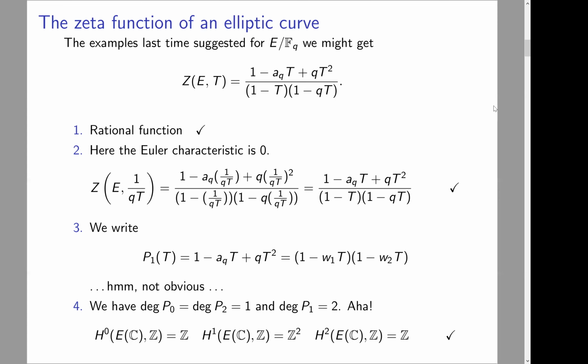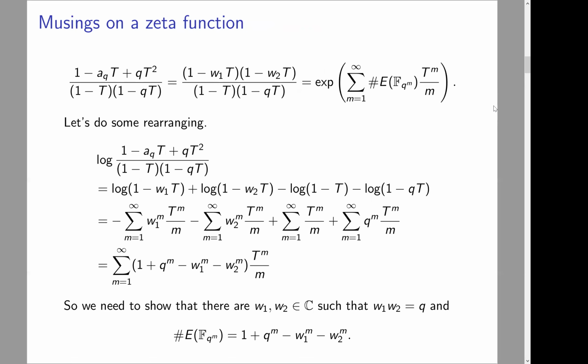All right, cool. So let's try and get to this. Why should the zeta function of an elliptic curve equal a rational function? Well, let's just write these two things as equal and just do some rearranging and see exactly what we're asking for. So this is the equation that I want to be true. The zeta function of the elliptic curve, which by definition is the exponential of this power series on the right, should look like this rational function on the left, where in the middle, I've factored the numerator quadratic into two linear terms, w1, w2 being the reciprocal roots.